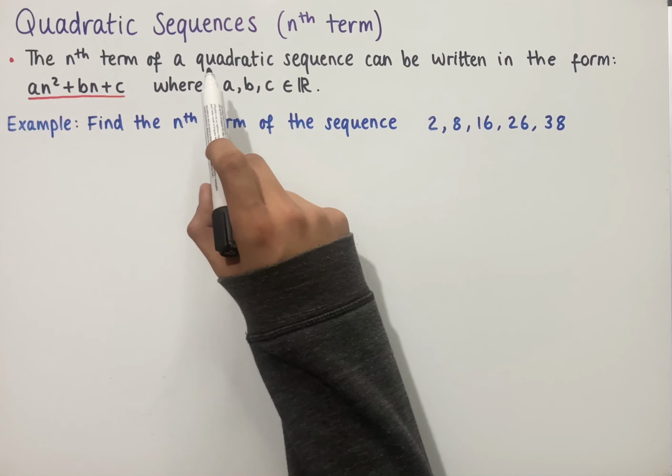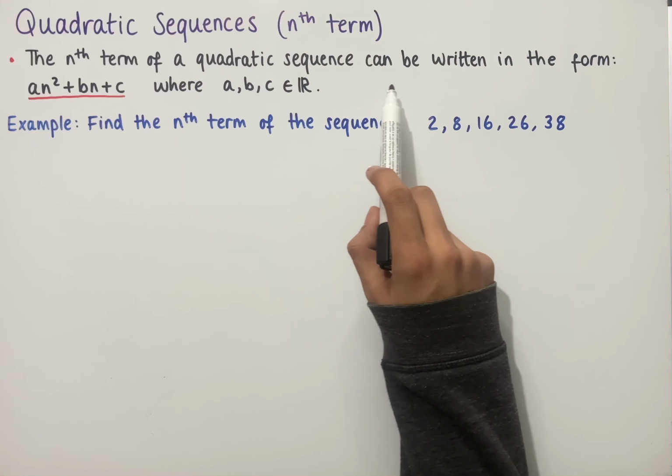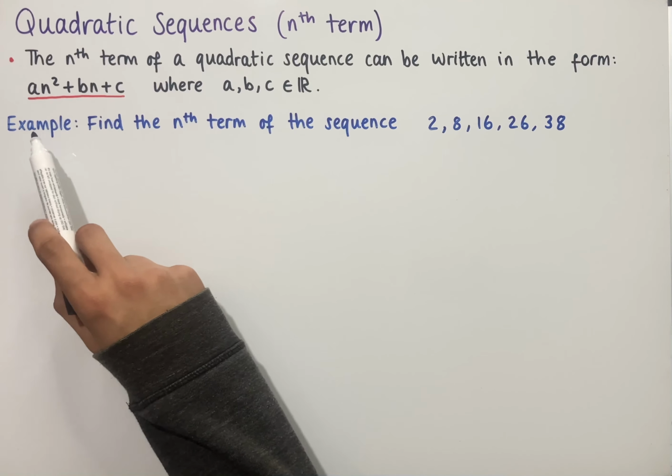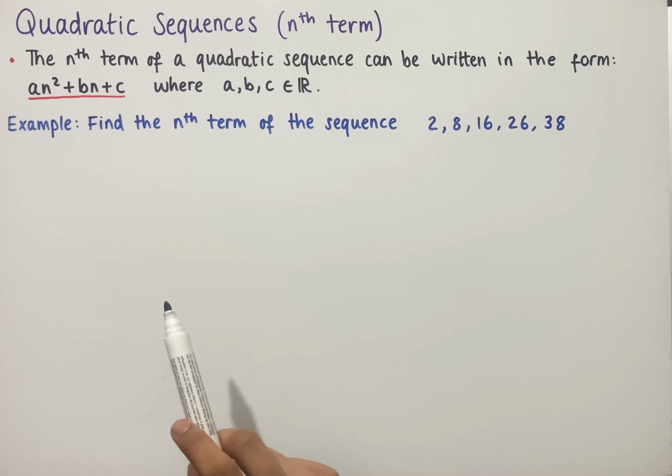Let's look at quadratic sequences, and in particular the nth term. The nth term of a quadratic sequence can be written in the form an squared plus bn plus c, where a, b, and c are real numbers. In other words, the nth term can be thought of as the term-to-term rule for a sequence of numbers, so how you go from the first term to the second term to the third term and so on.